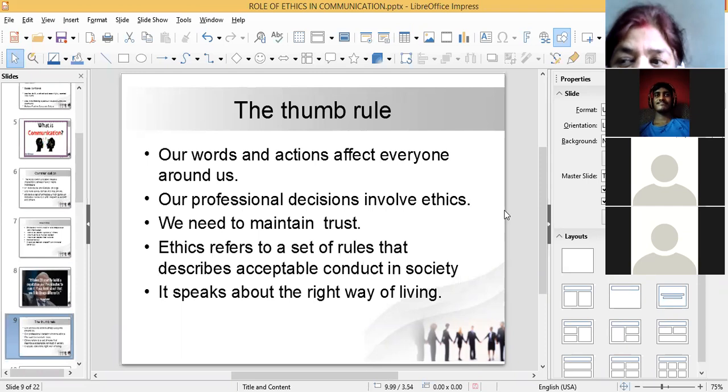Even animals are affected. If you have a pet, if you shout, if you have abused them, if you have hit them, they will never come to you. In a family, there are a lot of people, and everybody cannot be pet lovers. Suppose one person does not like the pet, the pet will spend the rest of the time never coming to that person. They're so sensitive. So our words and actions affect everyone around us, and our professional decisions involve ethics.